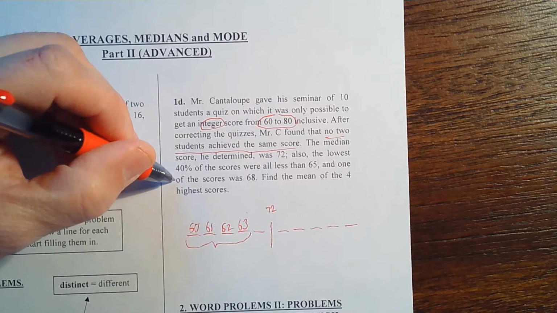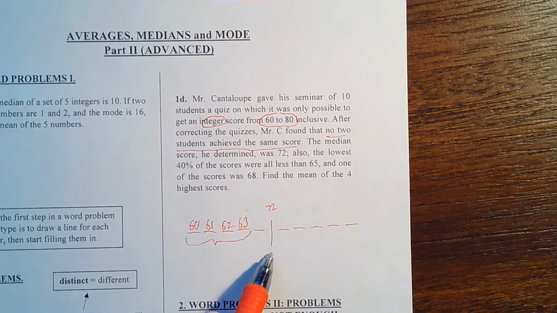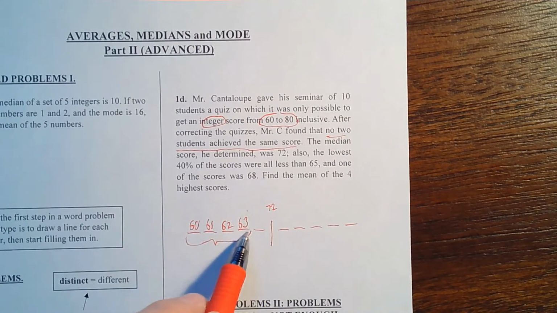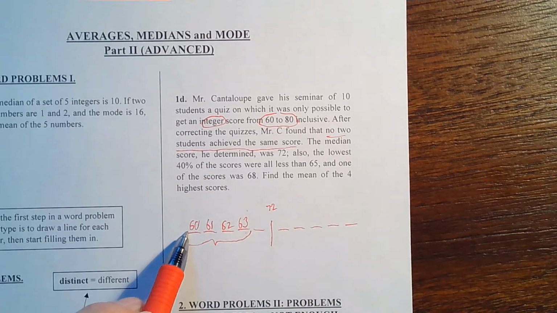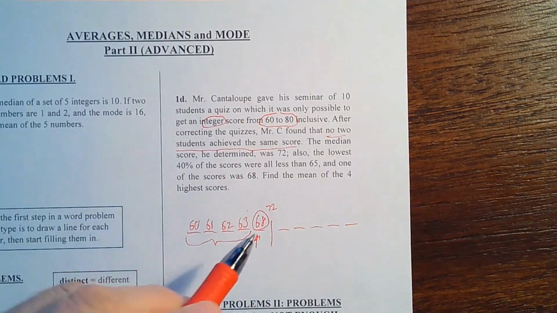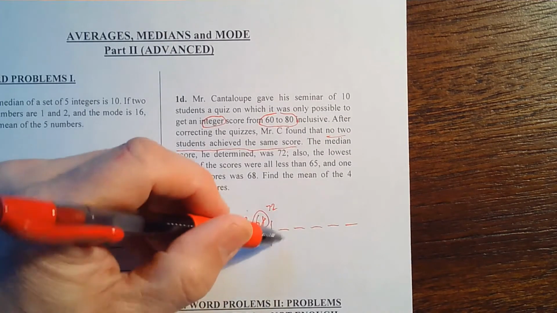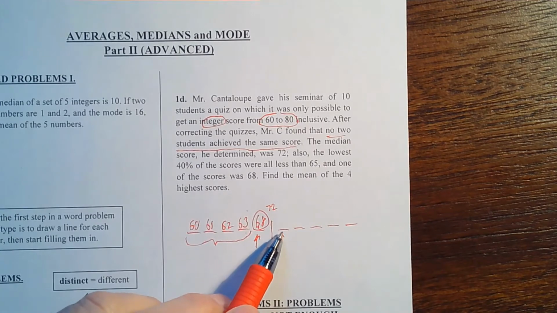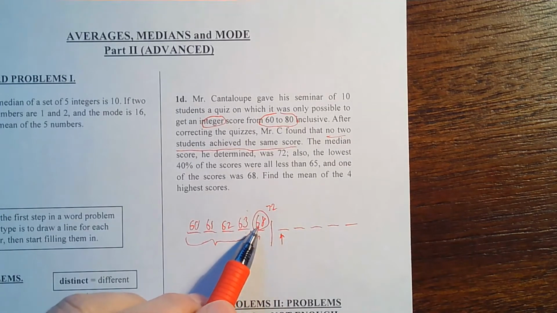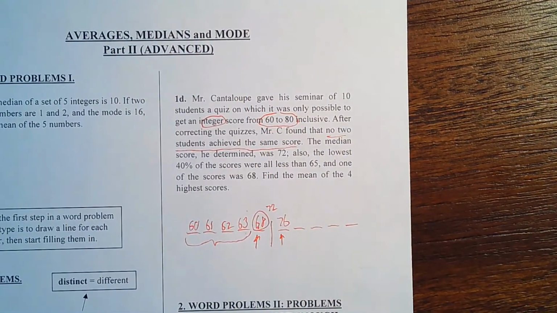One of the scores was 68. What can we do with that? Well, if the median's 72 and all of these four scores are less than 65, this one here has to be 68. And if that's 68 and the median is 72, well, the number that goes in this spot here has to be, when you average it with 68, giving us a result of 72. So that's going to be a 76. And that's all they told us.